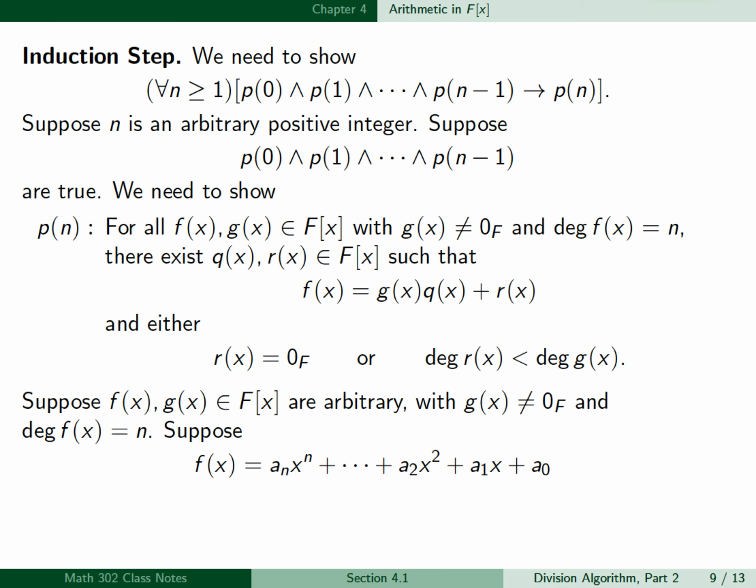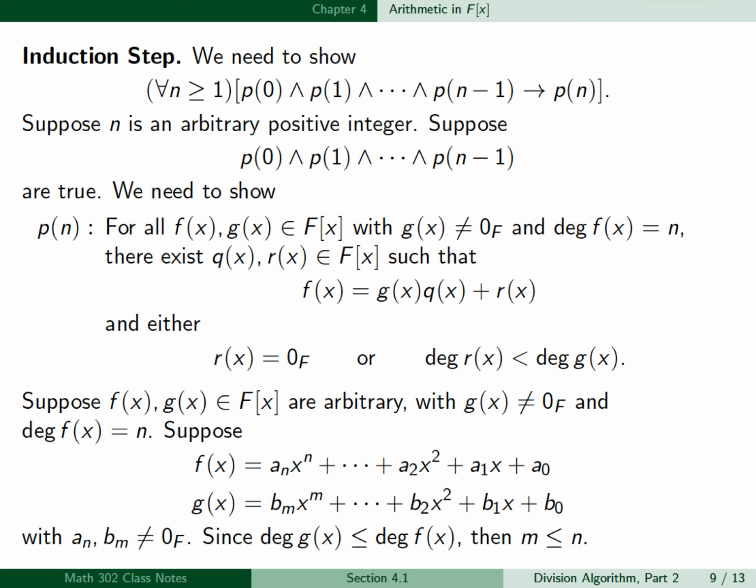And let's go ahead and write out what f of x and g of x are. So we'll suppose that f of x is the polynomial a sub n x to the n plus dot dot dot down to a sub 2 x squared plus a1 x plus a0. And g of x is the polynomial b sub m x to the m down to b sub 2 x squared plus b1 x plus b0. With a sub n and b sub m both not equal to 0. So our divisor g of x is always assumed to be non-zero, and our polynomial f of x in case 2 was supposed to be non-zero as well. So both f of x and g of x are non-zero polynomials.